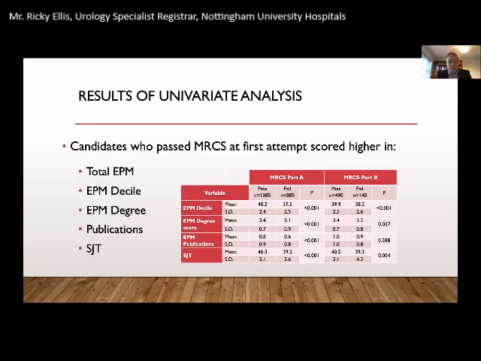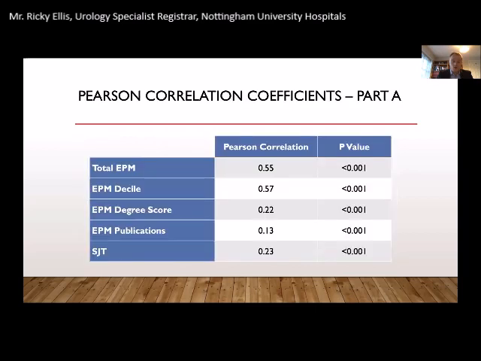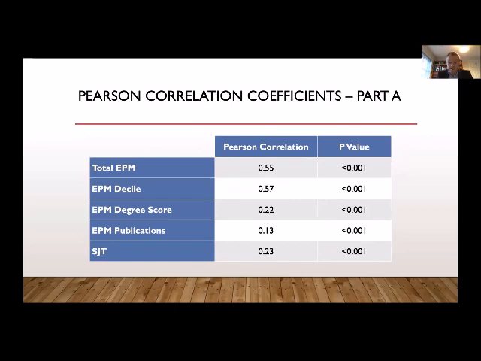And what did we find? Well, we found that candidates who passed the MRCS at first attempt scored higher in their educational performance measure, their decile, their degree points, their publication scores, and their SJT scores. We also found statistically significant correlation between the performance in medical school and performance on Part A, the written examination paper. This was specifically significant for the EPM and the EPM decile, less so for points awarded for degrees and for publications and in the situational judgment test.